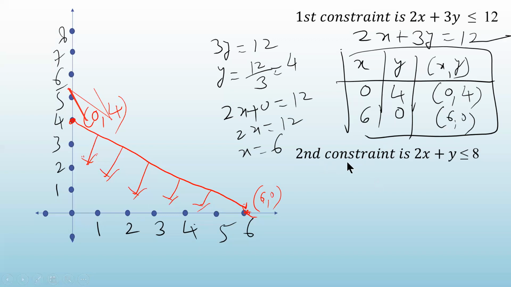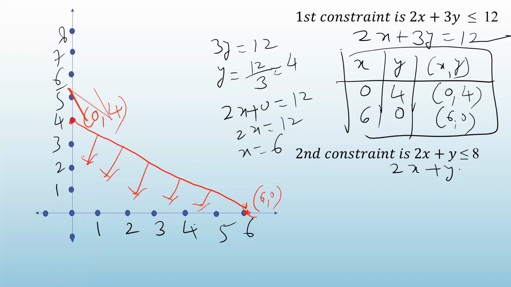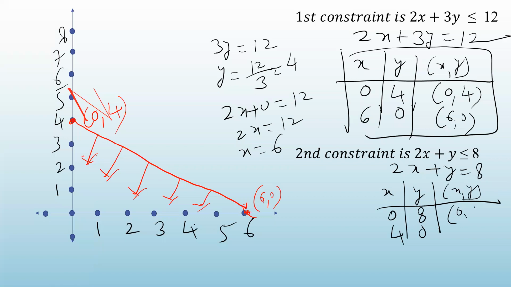Okay. Now let us draw the second constraint. What is the second constraint? 2x plus y less than or equal to 8. So you will have to first draw the line 2x plus y equal to 8. Correct? For that, you will need 2 points. So put here x equal to 0, you will get y equal to 8. When you put y equal to 0, you will get x equal to 4. So 0, 8 and 4, 0. These are the points. So let us draw them.